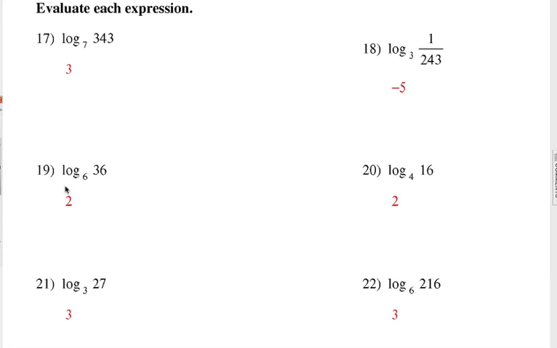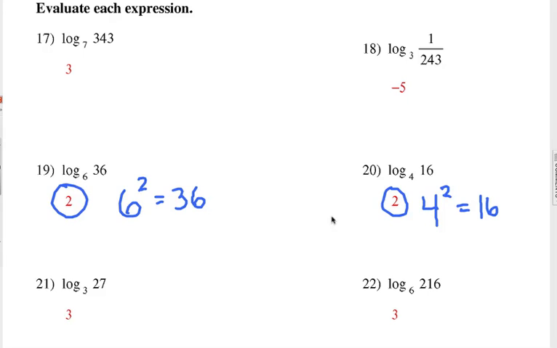Number 19, the answer is 2. And if we think about it exponentially, 6 to the second power is 36. So our answer is the 2 there, of course. Here, log base 4 of 16. So 4 to the what power is 16? Yep. That's why our answer has to be 2. Here, 3 to the what power is 27? Yep. 3 to the third power is 27. So that's the answer I'm looking for.